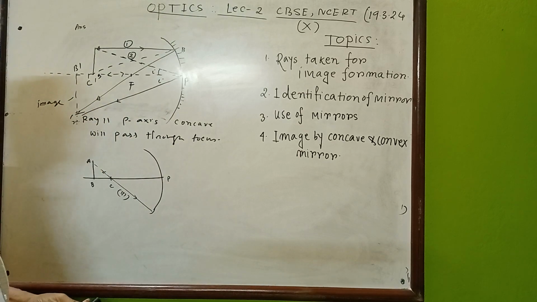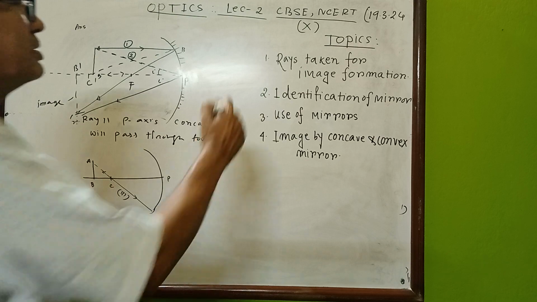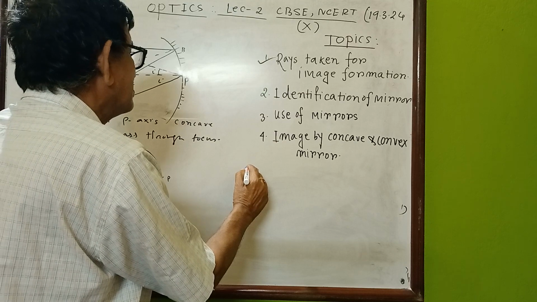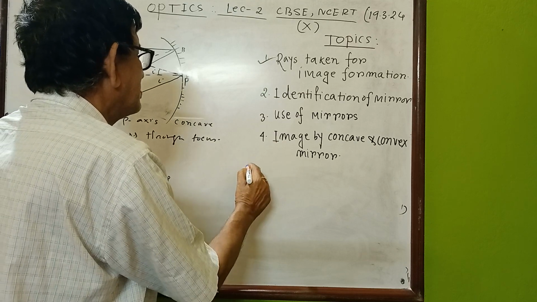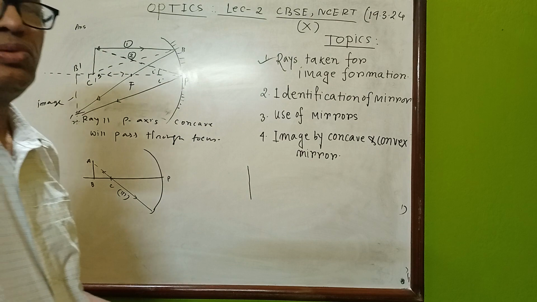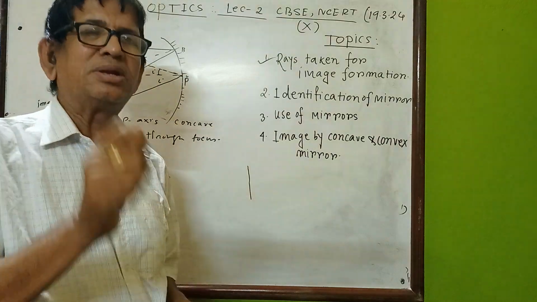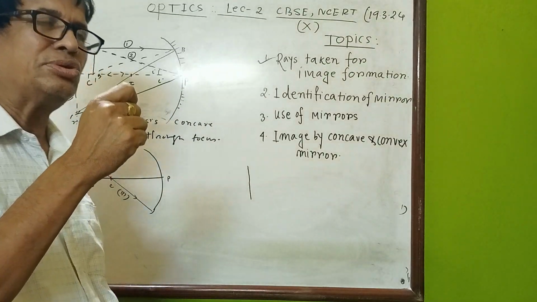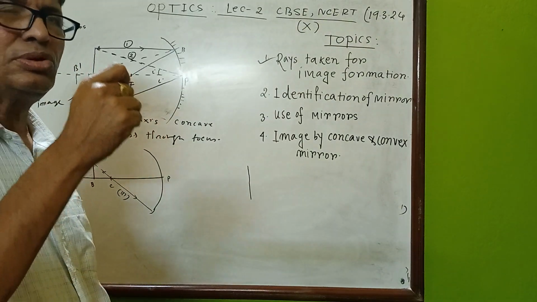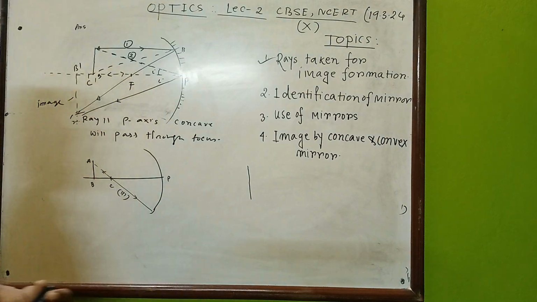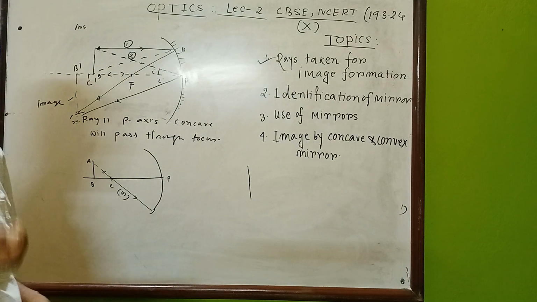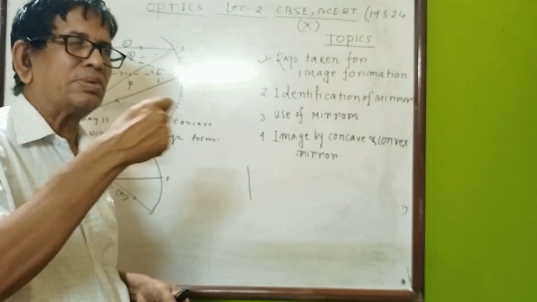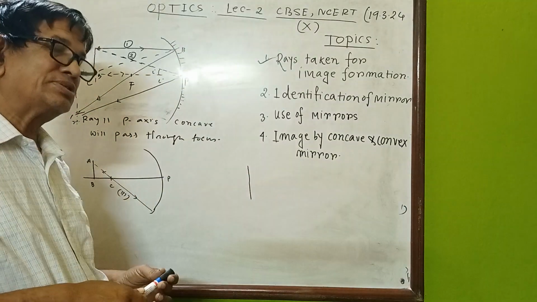Next, I am considering identification of the mirror. Suppose a mirror is given to you. First, what will you do? You hold the mirror very close to your face. If the image size and the object size, that is, the face size and the image of the face, are the same, whatever the position of the mirror may be, then it is the plane mirror.